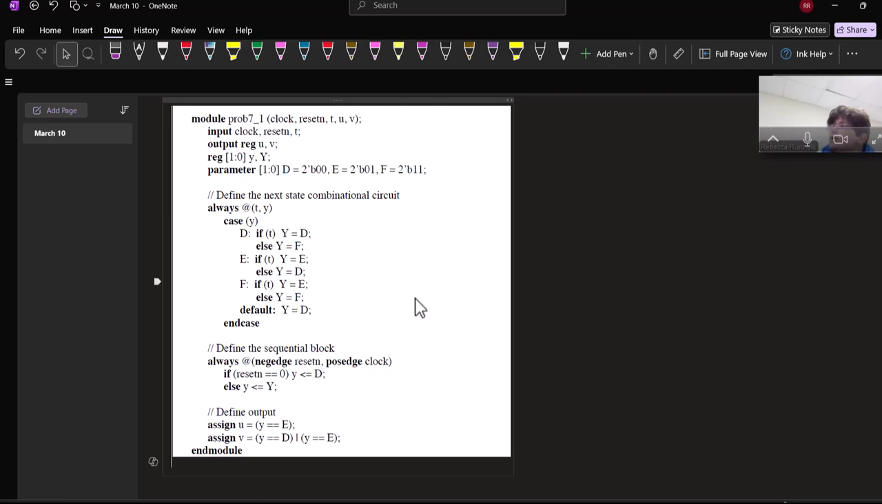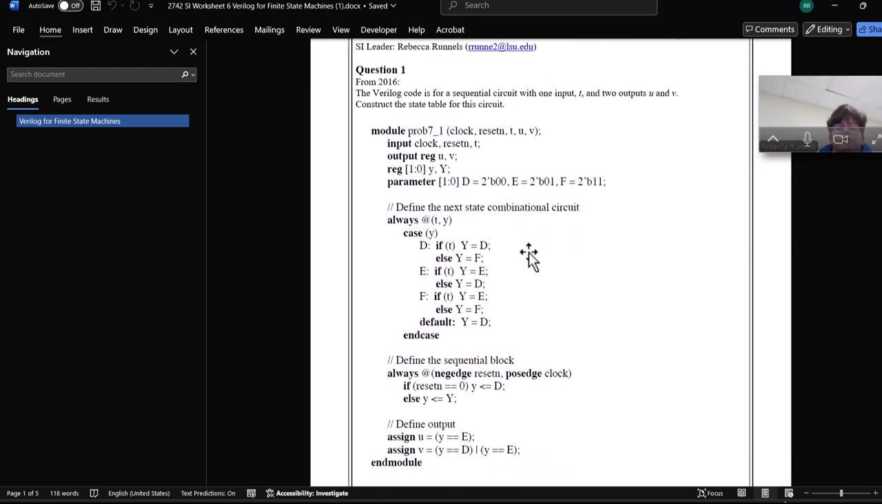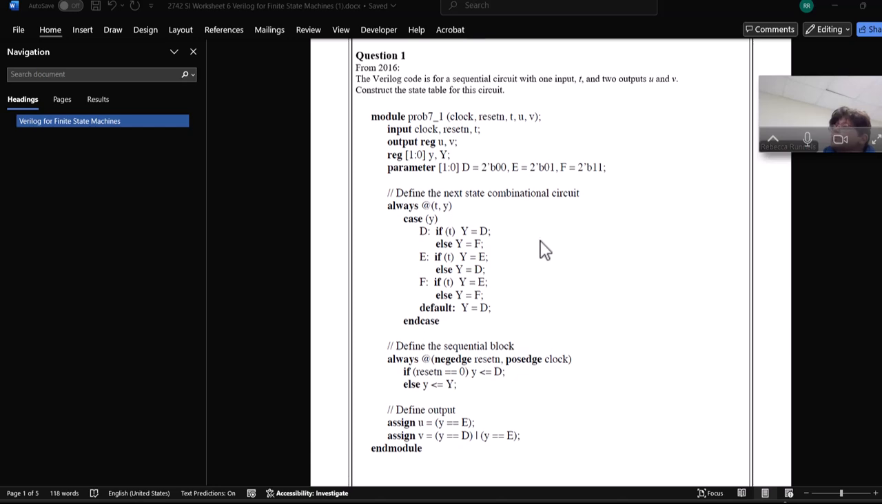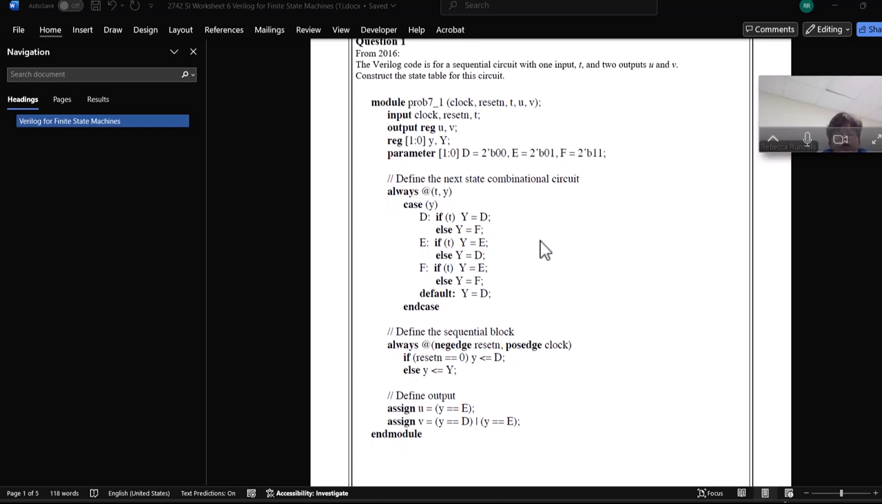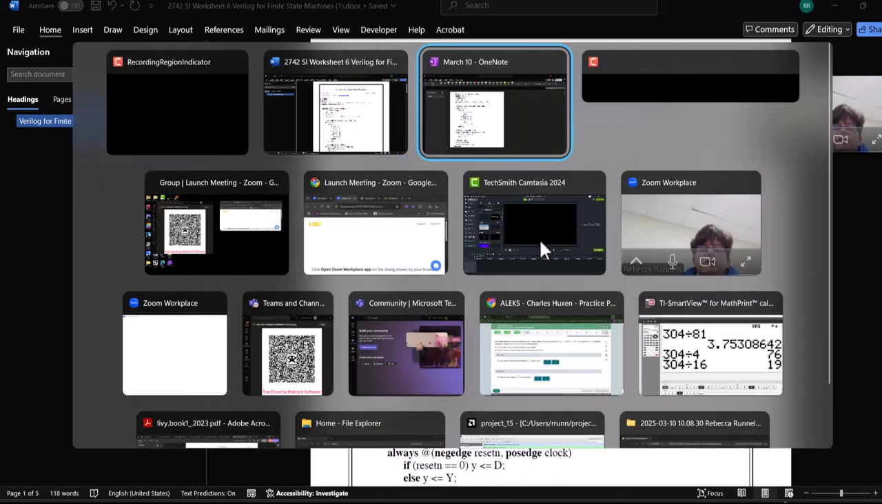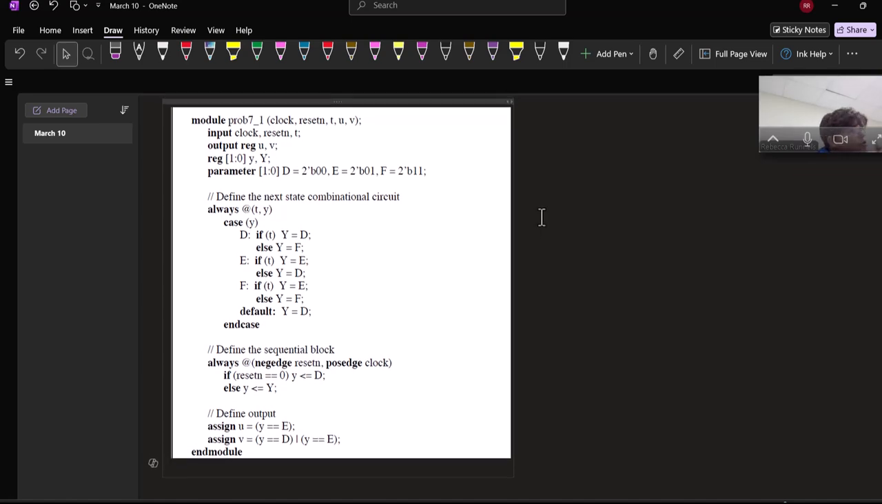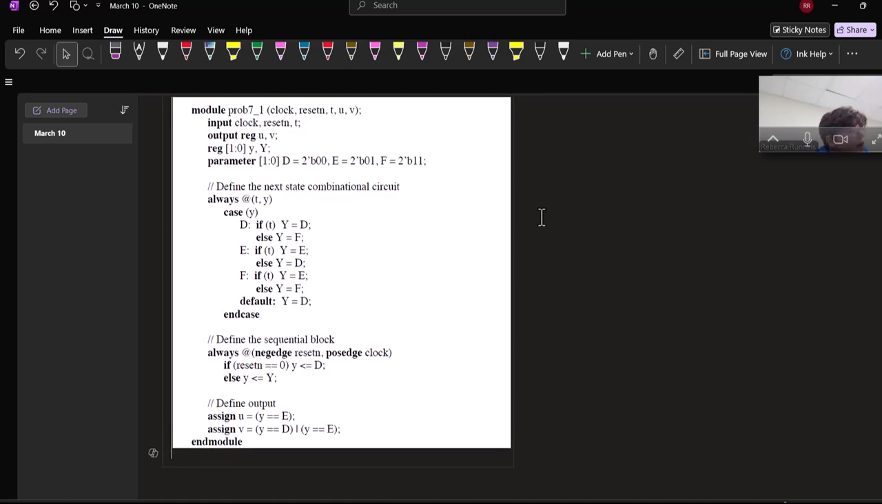All right. Our directions for this first one are to construct the state table for this circuit. I don't know why people are really resistant to this, but I've found that the best way to program a finite state machine is to have two always blocks. One always block determines what the next state is going to be, and then another always block actually advances it to that next state.